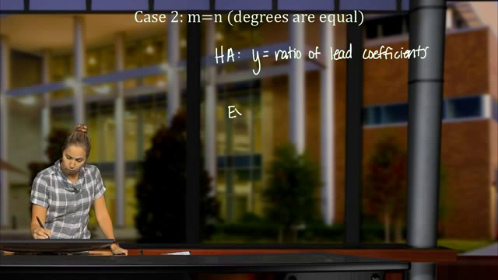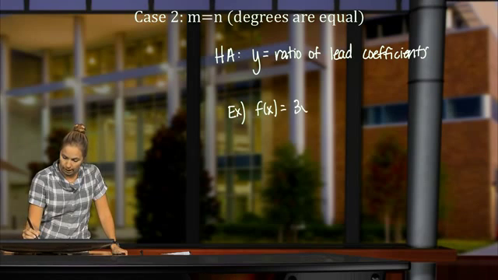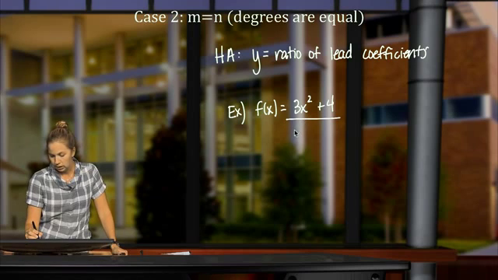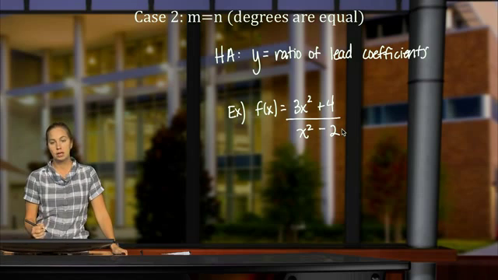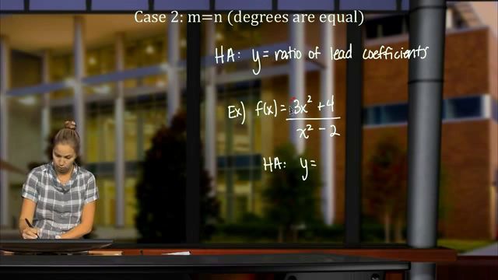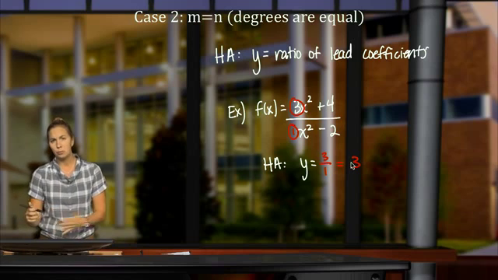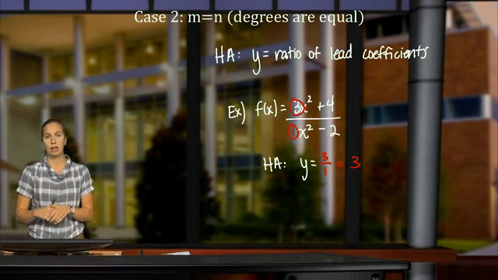So just to show you real quick, if I've got f of x equals 3x squared plus 4 divided by, let's call it, x squared minus 2. Since I can see that the degrees in the top and the bottom are the same, my horizontal asymptote is at y equals 3 over 1, or just 3. And we'll see some more examples of finding our horizontal asymptotes in just a minute.